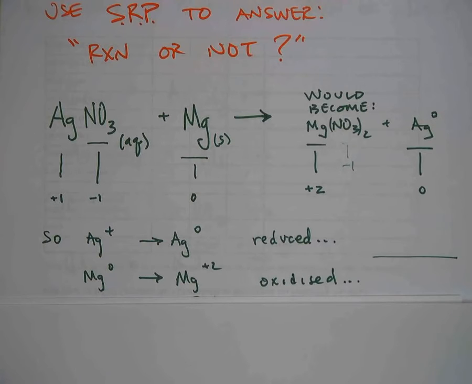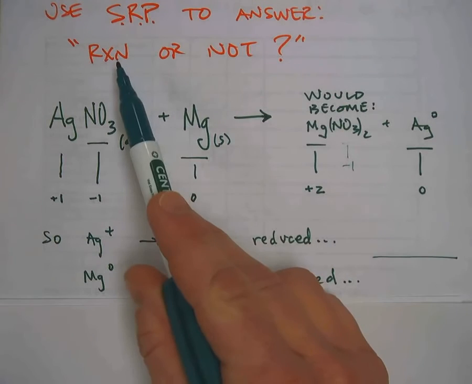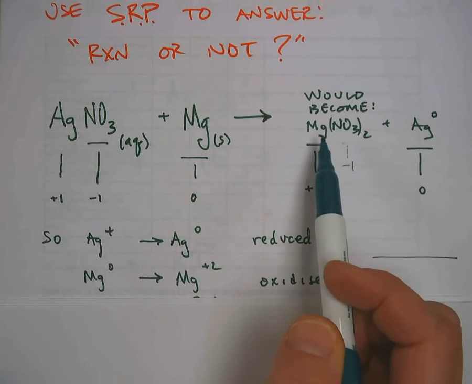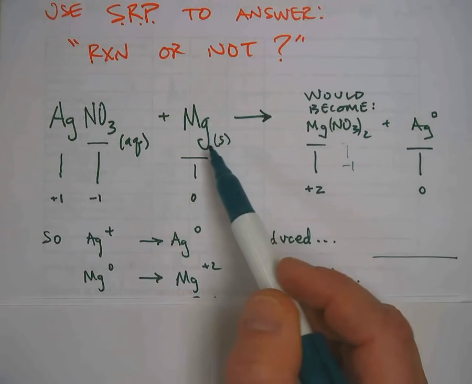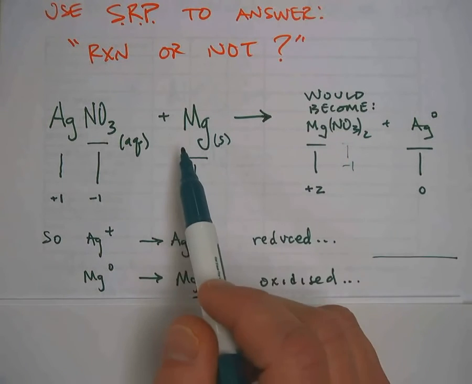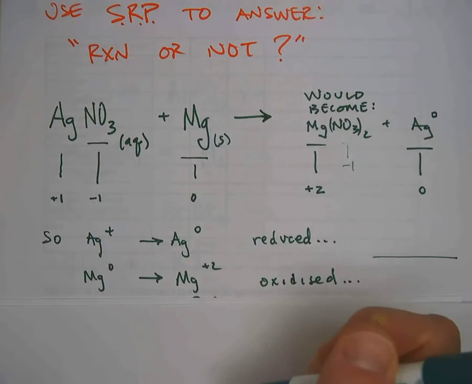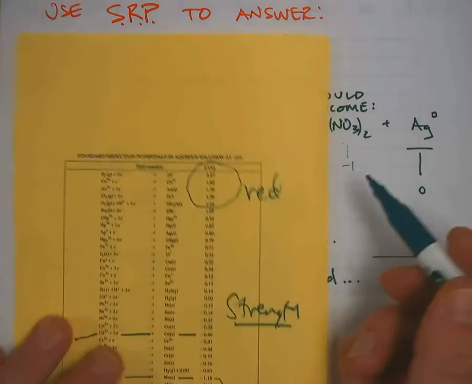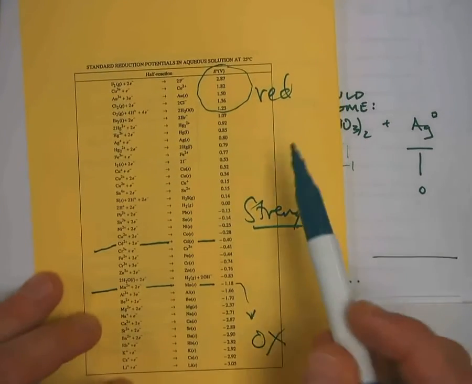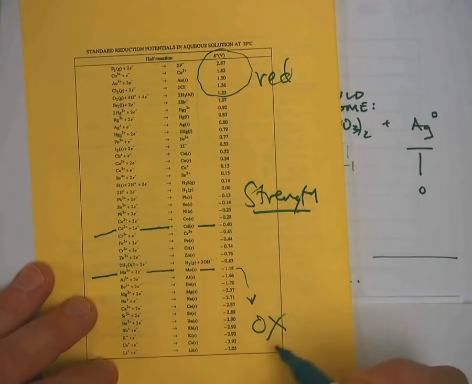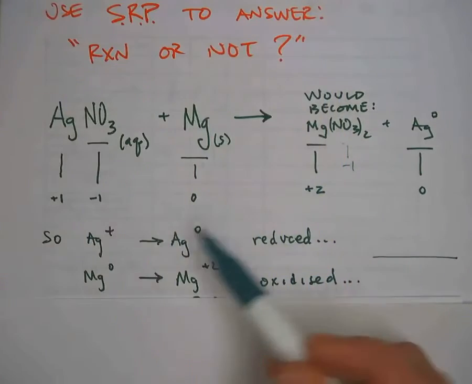Now, we want to answer the question, reaction or not. We, of course, can write the reaction on paper, but we're using it as a predictor. If we actually did this, would the reaction occur? Would silver be reduced? Would magnesium be oxidized? Well, remember what we just showed? Here's our chart that can tell us whether or not things can be reduced very easily or things can be oxidized very easily. And we need to find these two critters on there, silver and magnesium.